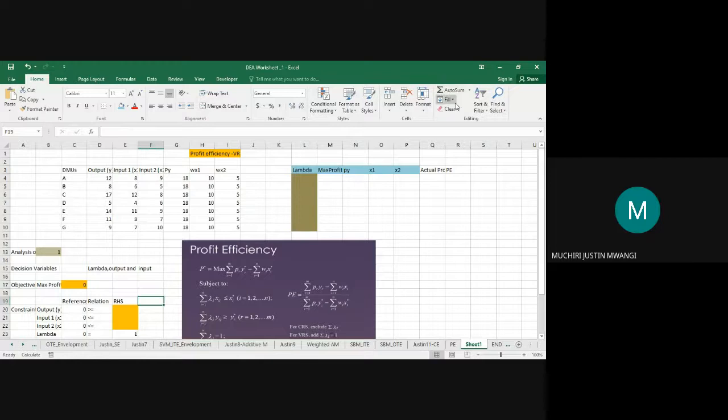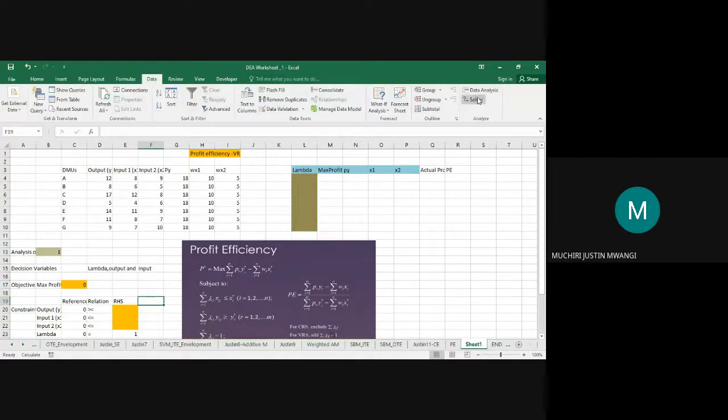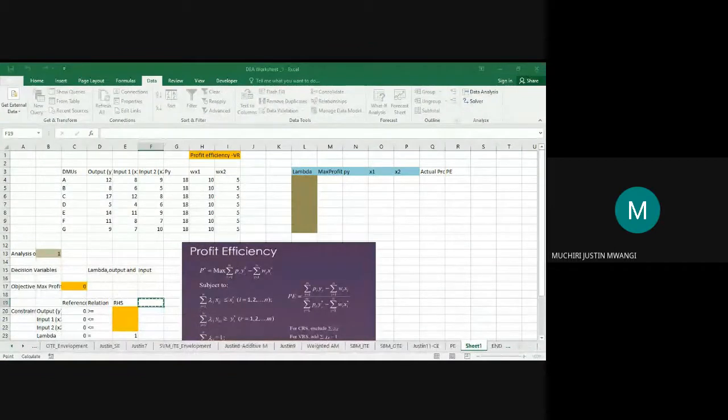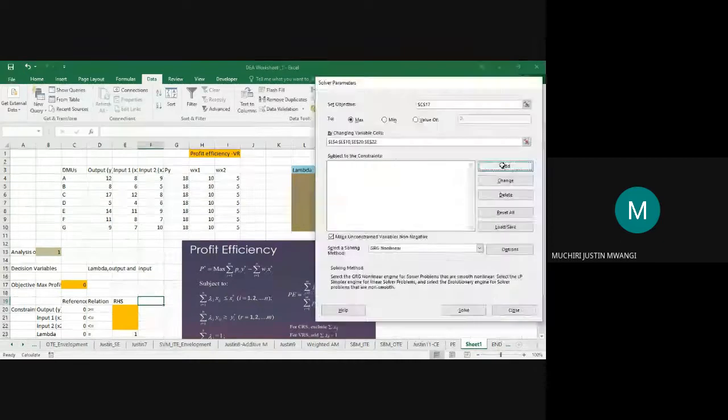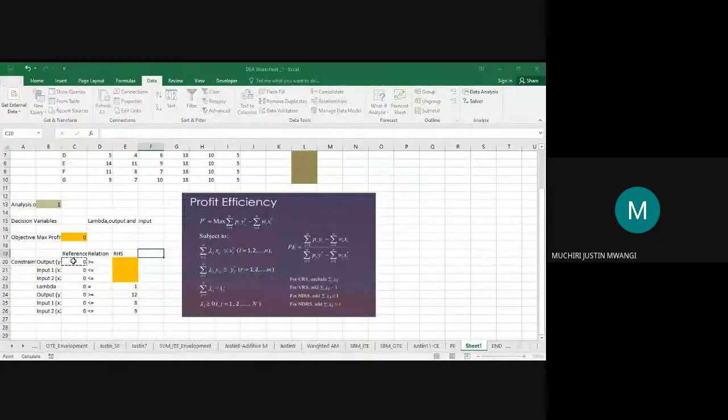Now we go straight to the solver. We go to Data, then Solver. In the solver, we're going to pick the objective function, and we are maximizing. Then the changing values should be the lambdas and also this optimal input and output. Then we add, and we pick this value, which we're saying should be greater or equal to this optimal value.